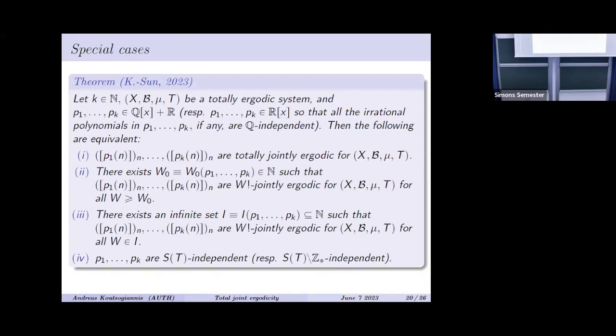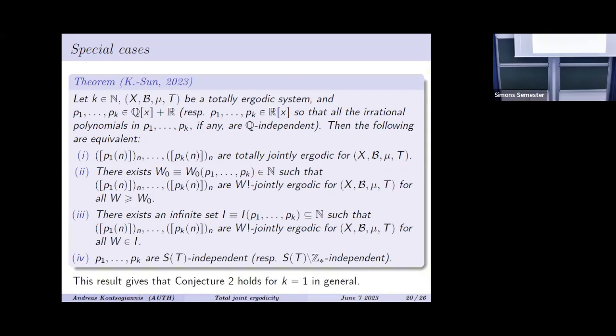And the theorem, well, of course, I don't expect you to read all of this, but I will tell you the idea behind the two cases where conjecture 2 holds. I wrote both results in one slide for obvious reasons. It's terrible. Now, you start with the totally ergodic system, and you have either all your polynomials are rational or they are real, and if you have some irrational polynomials, these irrational polynomials are Q independent. Then you have that the following are equivalent. Your sequences are totally jointly ergodic for the system, if and only if they are eventually W factorial jointly ergodic for some W greater or equal than W0 that depends only on your polynomials, or equivalently, even more generally, I mean, it seems that it's more general, but it's equivalent, that you have W factorial joint ergodicity for infinitely many Ws, and this is equivalent to your polynomials being ST/Z* independent. In the case of rational polynomials, this is equivalent to ST independent.